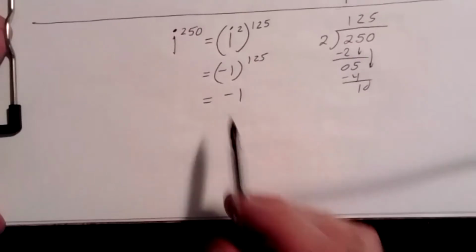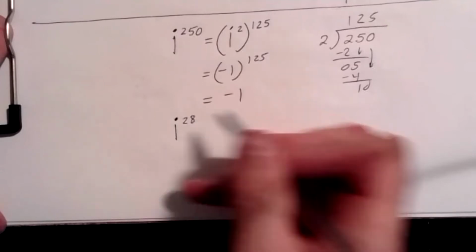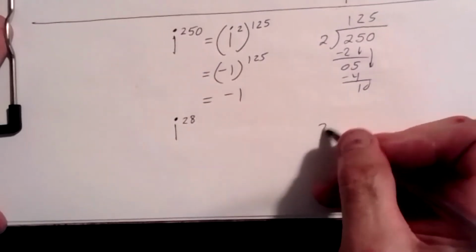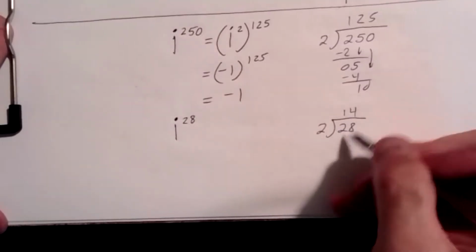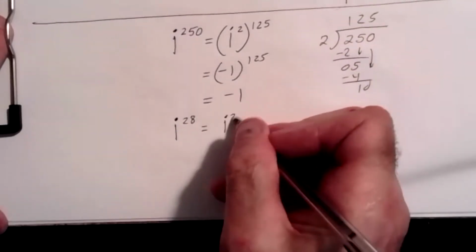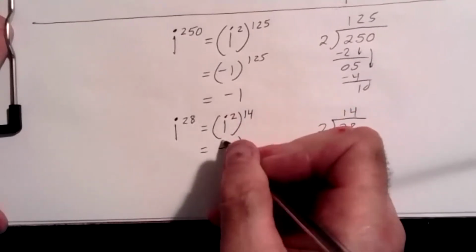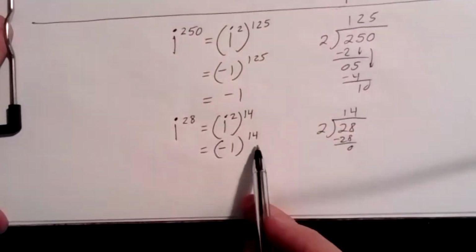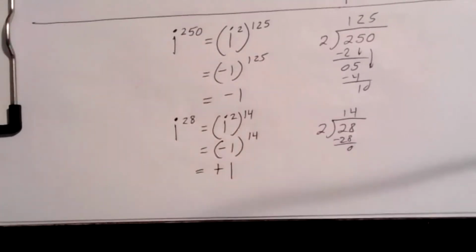Is our answer always going to be -1? What if I have i to the 28th power? How many perfect squares of i are in i to the 28th power? Divide 2 into 28 and find out. 2 goes into 28 14 times, right? With a remainder of what? 0. So i to the 28th power can be rewritten as i squared to the 14th power. But ladies and gentlemen, i squared is -1. Now what's -1 raised to an even power? Positive or -1 now? Raised to an even, +1. So i to the 28th power simplifies to +1.